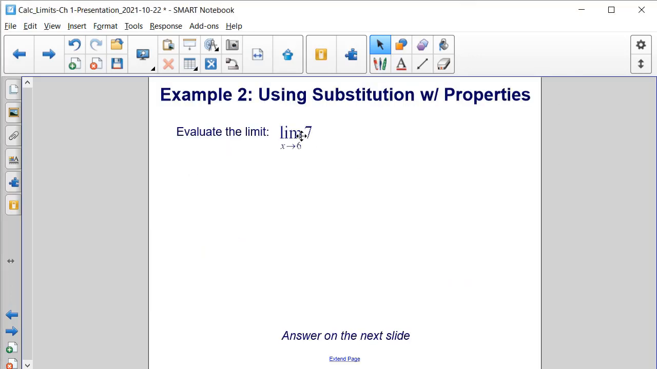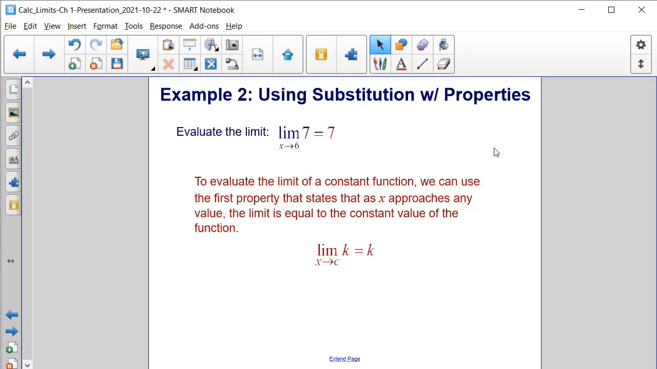Evaluate the limit. The limit of 7 as x approaches 6 is what value? Well, 7 is a constant, so to evaluate the limit of a function that has a constant in it, we can use the first property that states that as x approaches any value, the limit is equal to the constant value of the function, or the limit of k as x approaches c is equal to k.